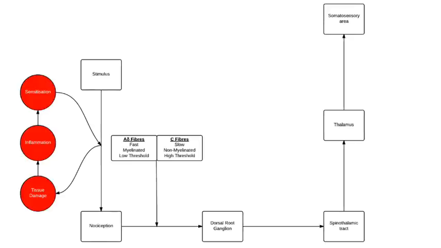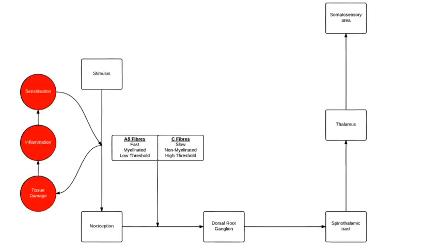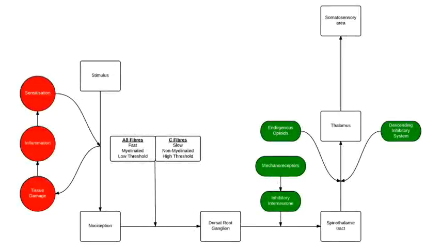C-fibers, on the other hand, are slower, they're non-myelinated, and have a high threshold for response. And these are thought to be responsible for the more long-lasting pain sensation, and that dull ache you tend to feel. Now, the body has a number of ways in which it regulates pain. And the key message here is that it does this by regulating the number of signals that pass through your spinothalamic pathway. And there are 3 key ways in which it does this.